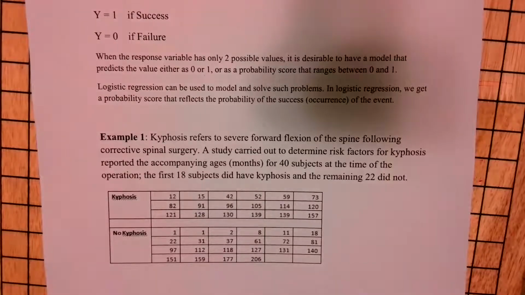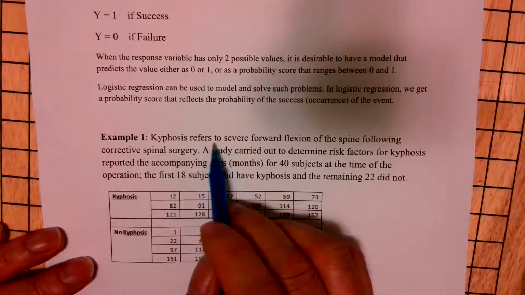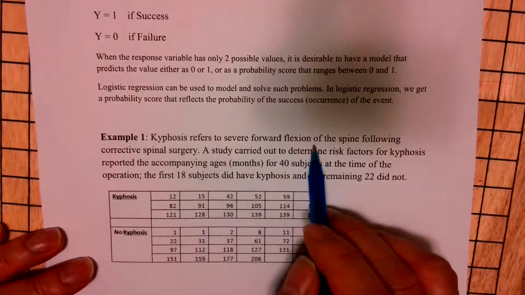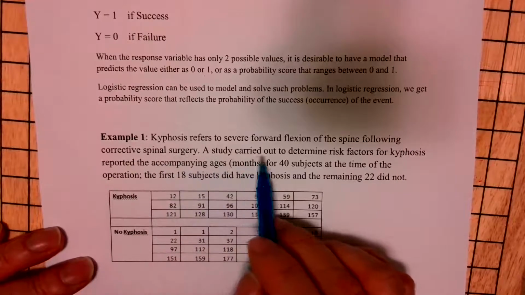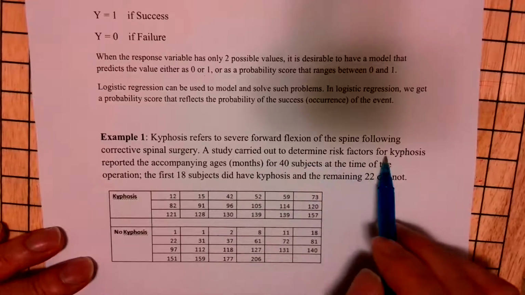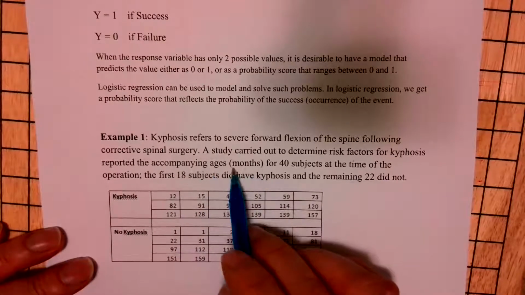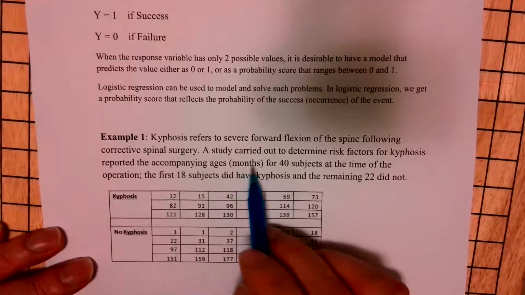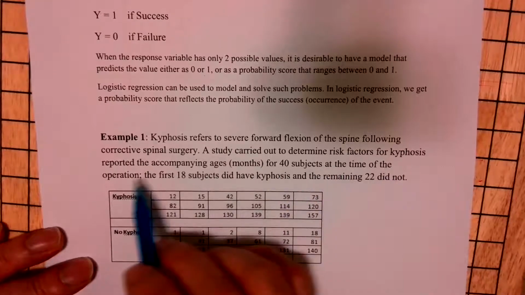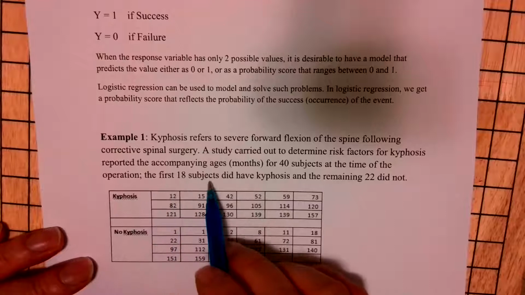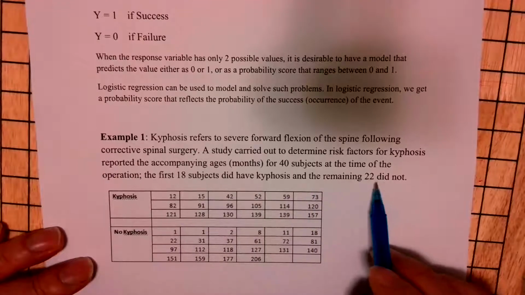Example 1. Kyphosis refers to severe forward flexion of the spine following corrective spinal surgery. A study was carried out to determine risk factors for kyphosis, reporting age measured by how many months old, for 40 subjects at the time of operation. The first 18 subjects did have kyphosis and the remaining 22 did not, okay?